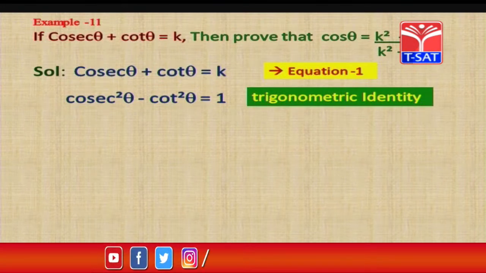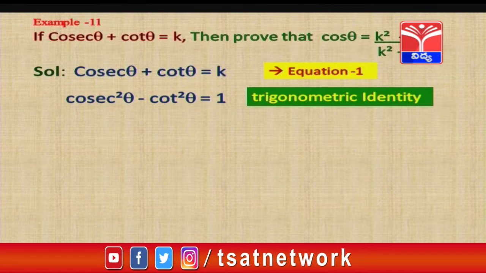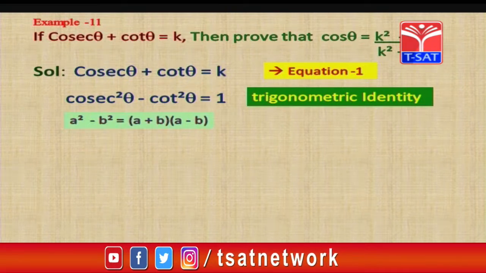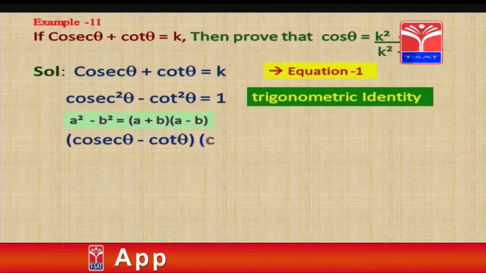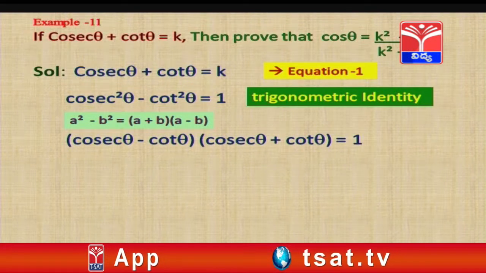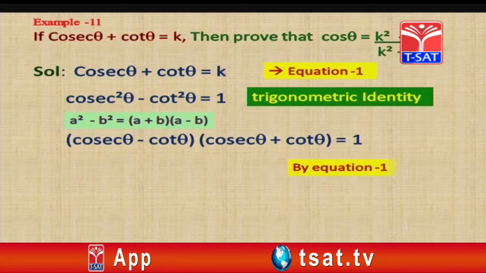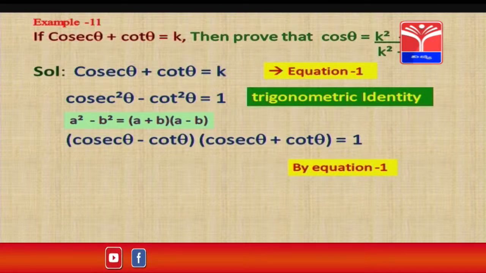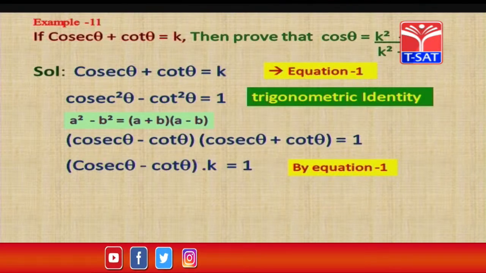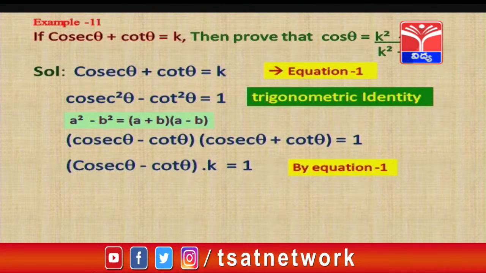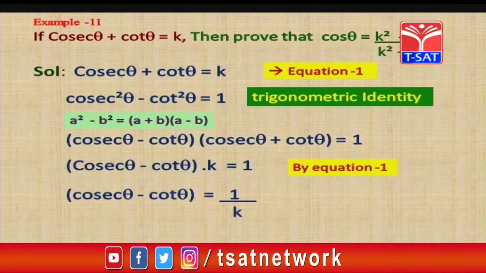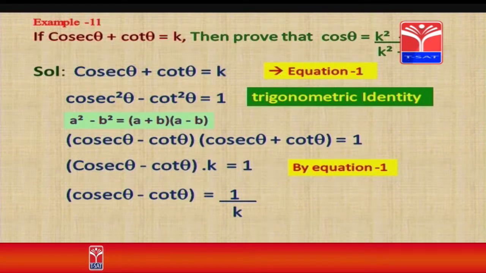Same concept what I have used in the previous, same thing I am going to use here also. a square minus b square is equal to a plus b into a minus b. Same, cosec theta minus cot theta into cosec theta plus cot theta is equal to 1. By equation 1, we have that cosec theta plus cot theta is equal to k. So, I will write here cosec theta minus cot theta into k is equal to 1. Therefore, cosec theta minus cot theta is equal to 1 by k.